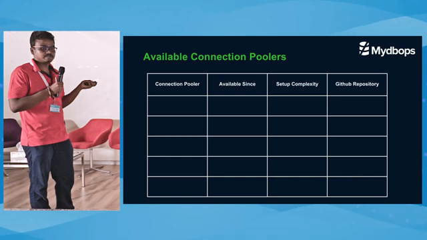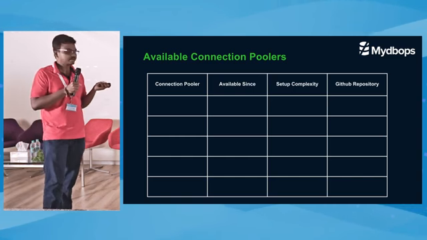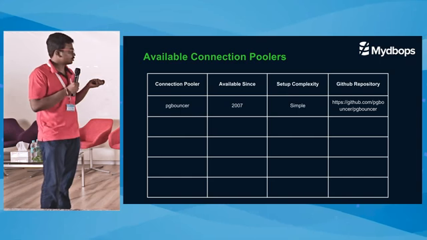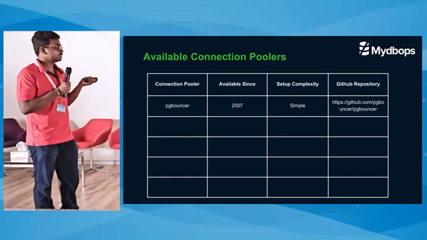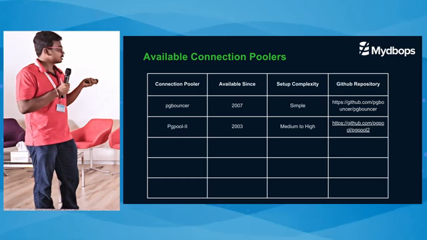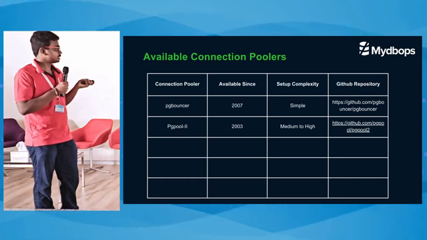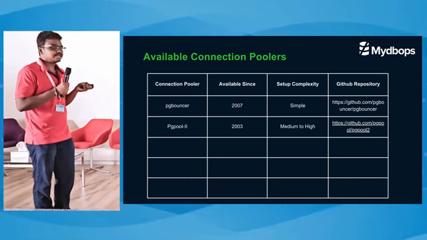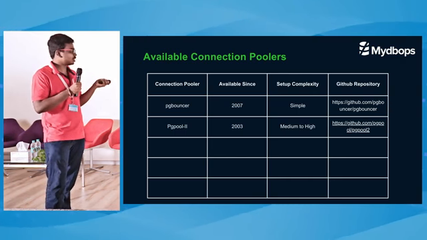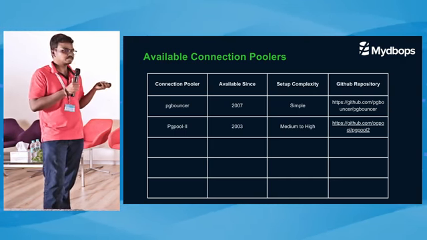Okay, now let's see what other open source connection poolers we have. The first and very popular one is Pgpool. It is available since 2007 and it is very simple to configure. And the next one is Pgpool 2, which is available from 2003. Its complexity, based on user simplicity, is a bit more complex when compared to Pgpool.